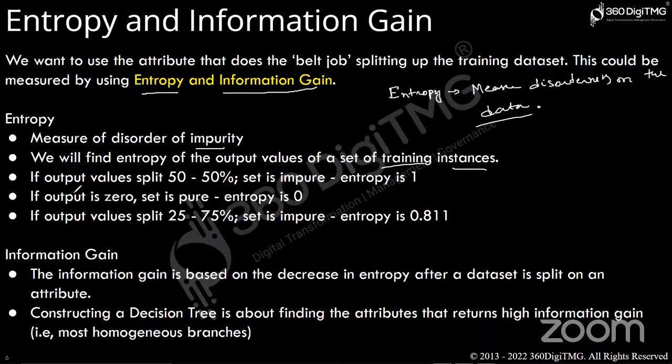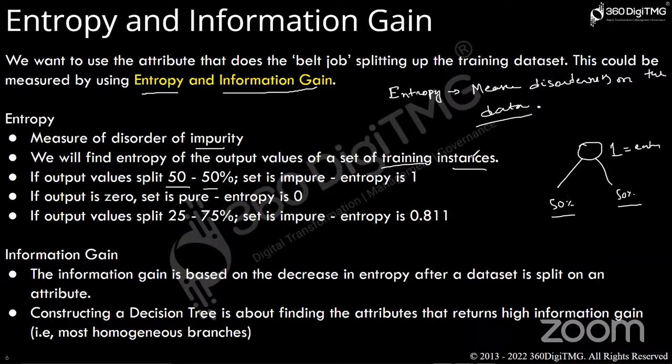Here, if the output values are a 50-50 split, in each node of a decision tree we are making some decision and splitting our data. So 50% of the data goes here, 50% goes here. We call it an impure splitting, and here the entropy will be 1. If it is a 50-50 split, entropy will be 1.